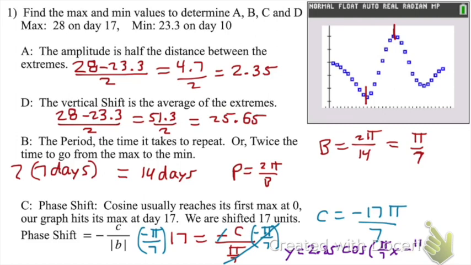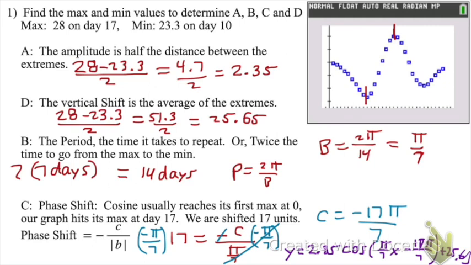Negative 17 pi over 7. And my shift was plus the 25.65. I'm running out of room, but it's 25.65 there in the bottom corner. Okay, that is my function: 2.35 cosine pi 7th x minus 17 pi over 7, and then add 25.65 at the end. If we graph this equation over our scatter plot, it would match up decently. It wouldn't be perfect, but it would model what's going on.